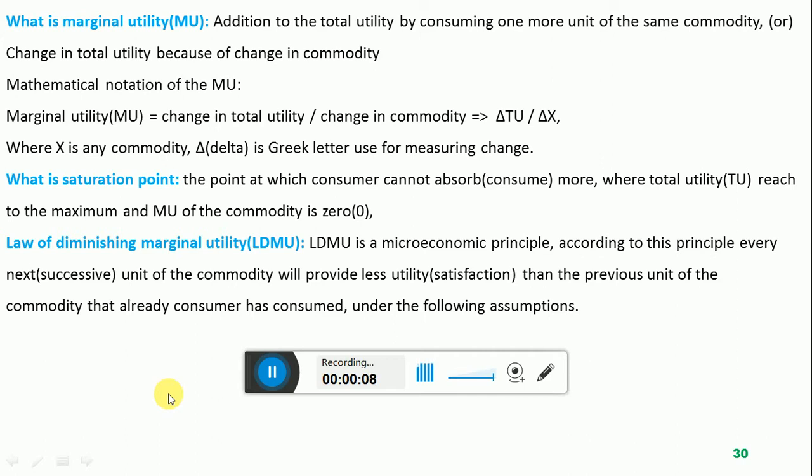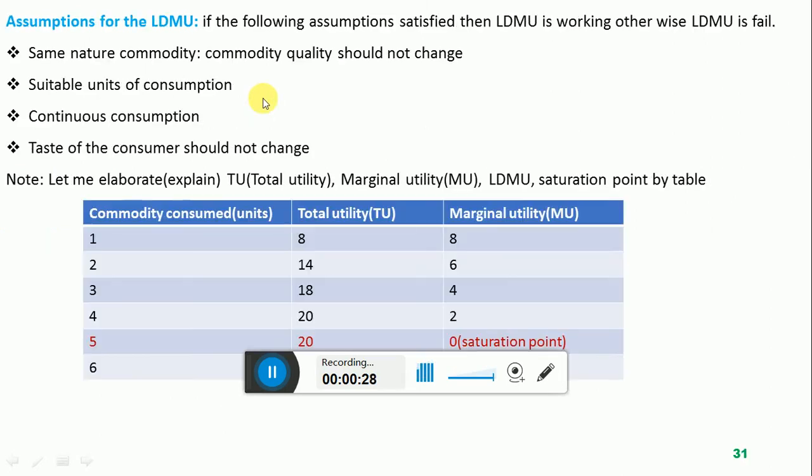Today I am again repeating the topic law of diminishing marginal utility that we discussed in the previous lecture as well. According to this law, every next unit of the same commodity consumed will provide less and less utility. Let me take you to the data table for the law of diminishing marginal utility.